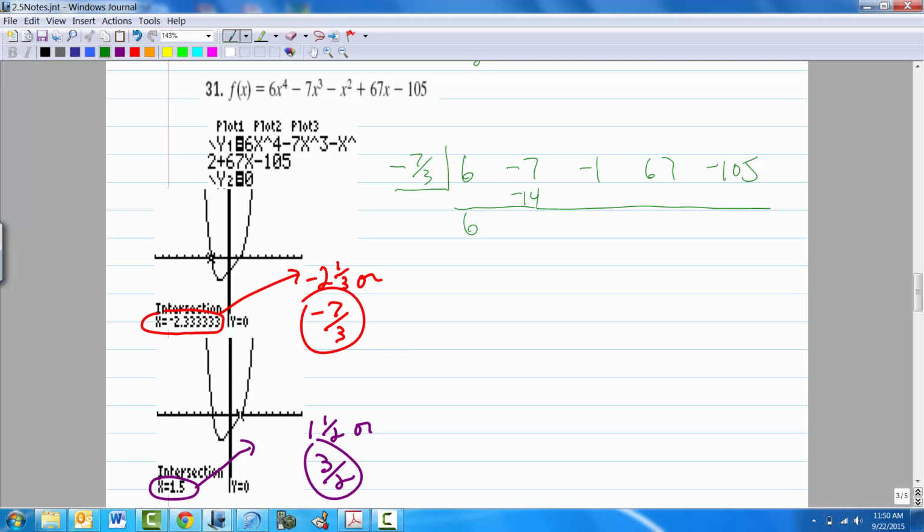What's negative 7 plus negative 14? Negative 21. How many times does 3 go into negative 21? Negative 7. What's negative 7 times negative 7? 49. I lost my pen. Even the computer's mad at me. How many times does 3 go into 48? Because that's how you do this stuff. What's the answer to that? 3 into 48? 16 times negative 7. Someone give me that.